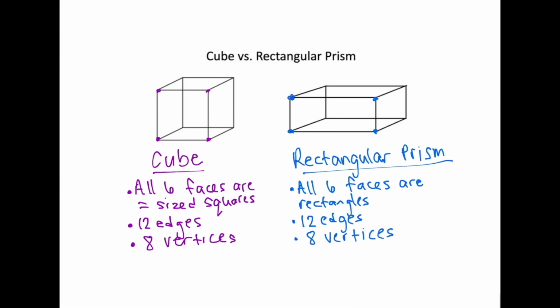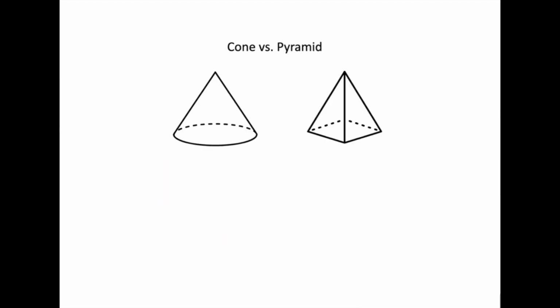So the only real difference between a cube and a rectangular prism is that a cube has 6 faces that are equal-sized squares, where a rectangular prism has all faces being rectangles. Now let's talk about 2 more 3D shapes, cones and pyramids. On the left, we have a cone, and on the right, we have one kind of pyramid. What do you notice about the difference between these 2 shapes?